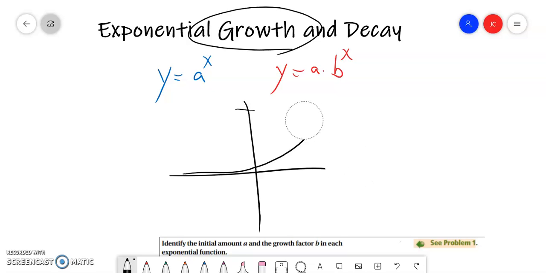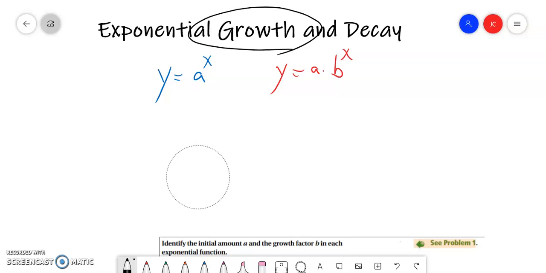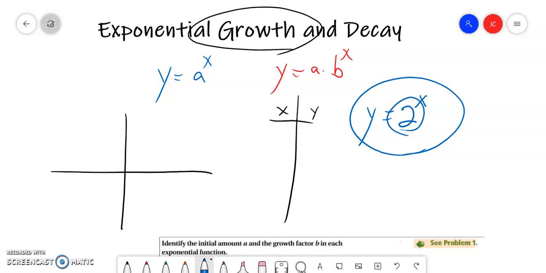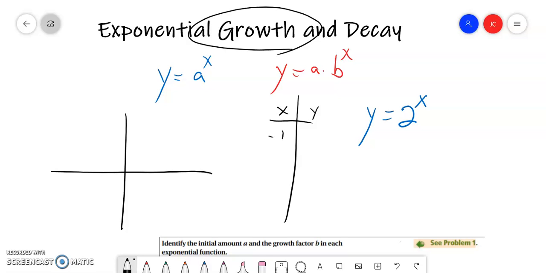All right, so let's actually look at some table values, and then we'll try and plot this and look at it graphically. Let's look at this function here. So y is equal to 2 to the x power. Just note that I let a equal 2 in this example. And we're going to build a table using these values. So let's do -1, 0, 1, and 2. Let's actually start here at 2. I think this would be the easiest to figure out.